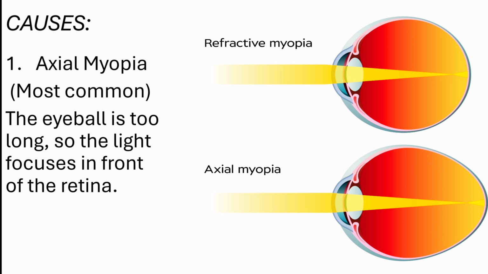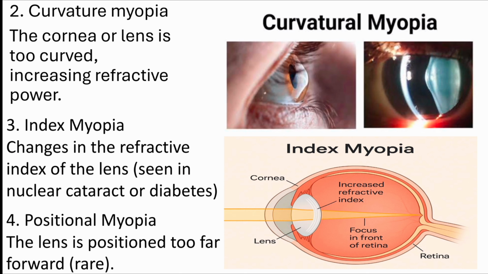Here are the causes of myopia. First one is axial myopia. The eyeball is too long, so the light focuses in front of the retina. In curvatural myopia, the cornea or lens is too curved, increasing the refractive power. In index myopia, there is a change in the refractive index of the lens. Fourth one is positional myopia. The lens is positioned too far forward.